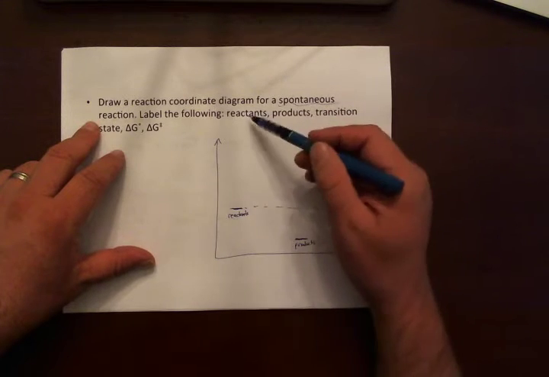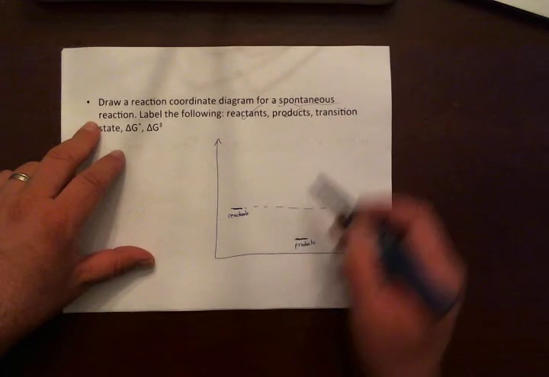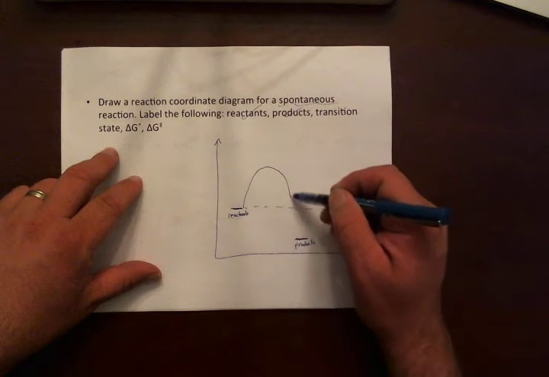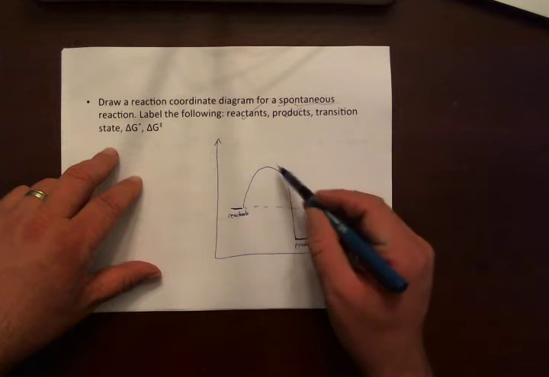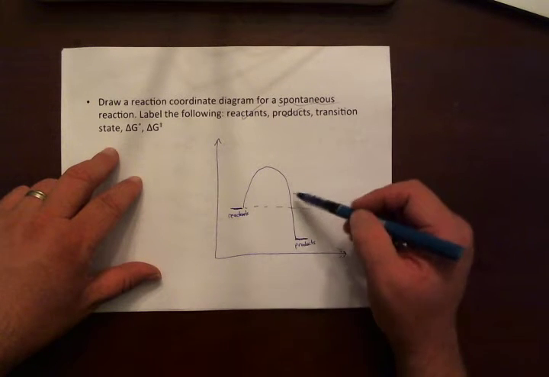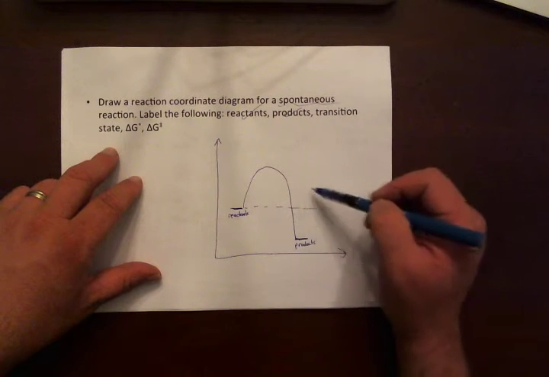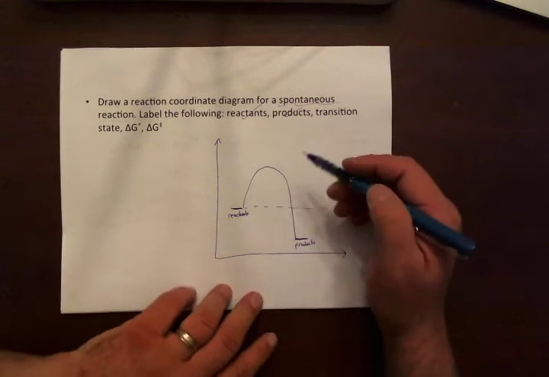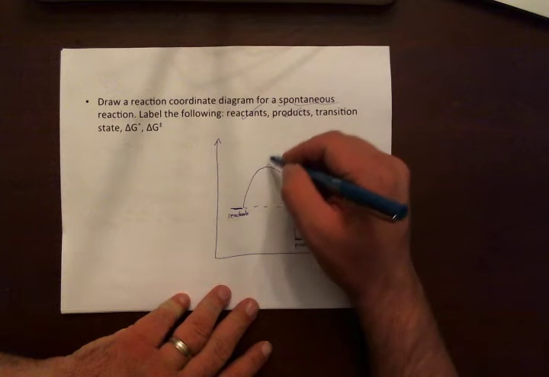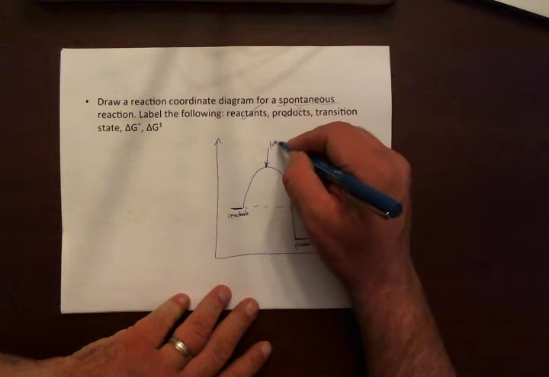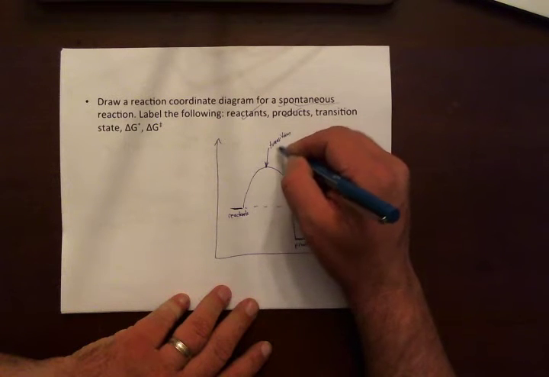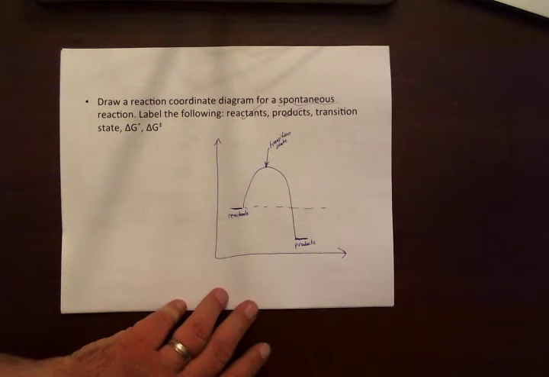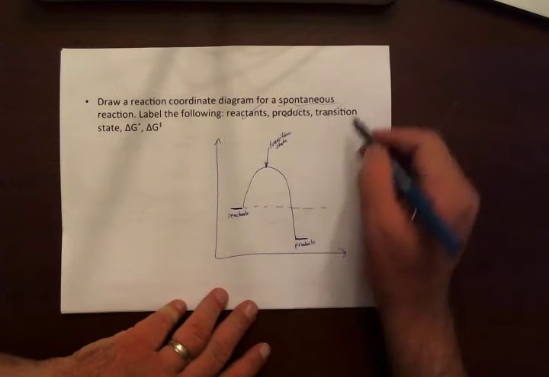So we have to label the reactants and we have to label the products. Then here, the transition state is just a hump, any sort of hump you want. If it was non-spontaneous, the products would have to be up here, and the hump needs to be up above the products, at the highest point. So this is the transition state, the point of the reaction where you're at the highest energy.